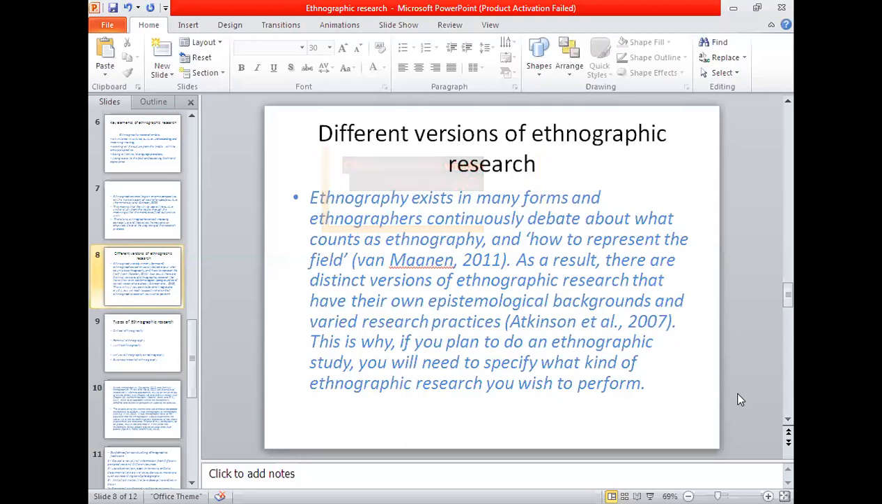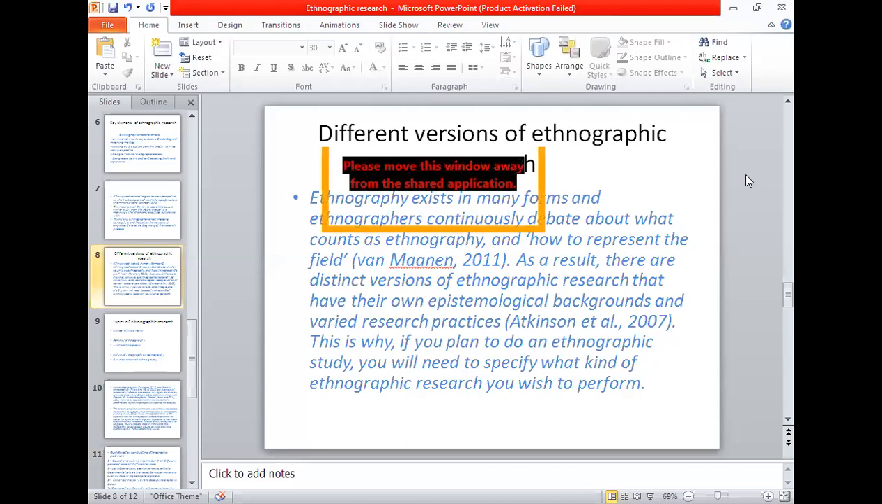Before going to the types, we are reading this slide. Ethnography exists in many forms, and ethnographers continuously debate about what counts as ethnography and how to represent the field. For example, there is a history of ethnography, and there is a long introduction of ethnography. And there is a great explanation about the processes of doing ethnographic research.